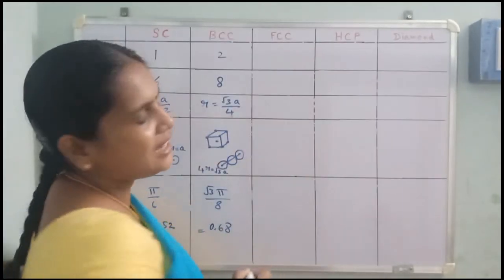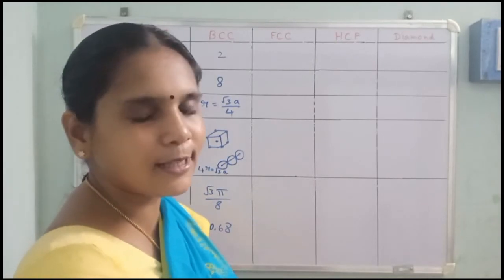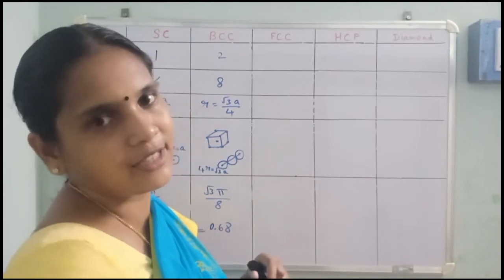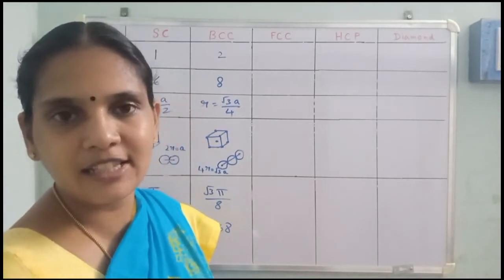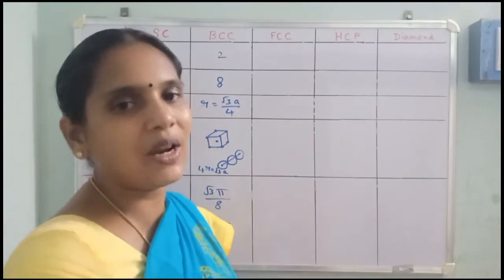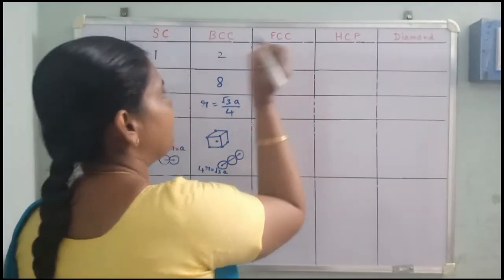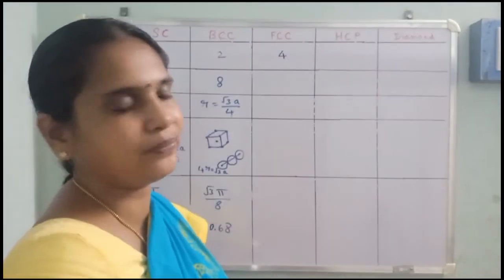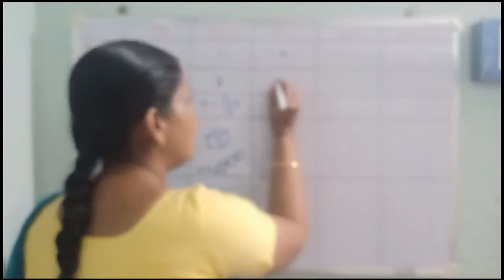In case of face-centered cubic atom, there are 8 corner atoms and 6 face-centered atoms. Each corner atom is shared by 8 adjacent unit cells, whereas each face-centered atom is shared by 2 adjacent cells. So the number of atoms per unit cell will be 4 in this case. And the coordination number here would be 12.